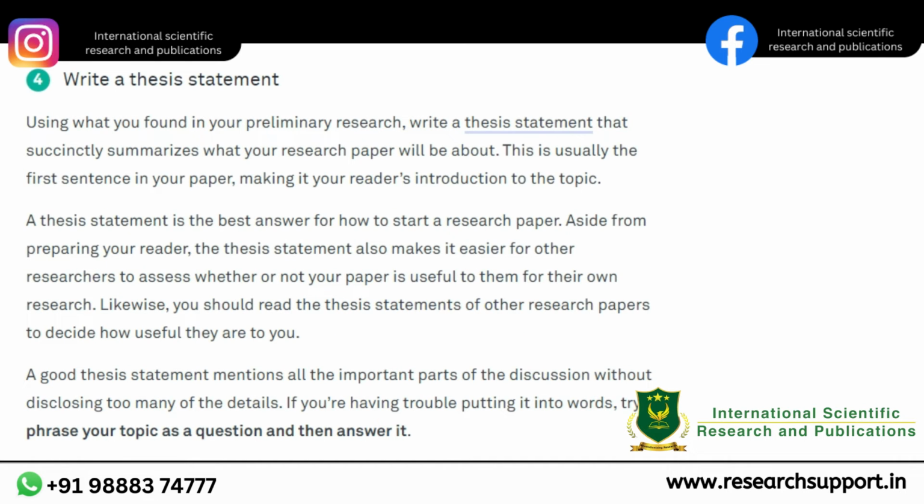And the fourth thing is you have to write a thesis statement. A thesis statement is the best answer for how to start a research paper. Aside from preparing your reader, the thesis statement also makes it easier for other researchers to assess whether or not your research paper is useful for their own research. So, what is the use of writing a thesis statement? It will help other researchers to assess your paper and understand whether it will be useful or understandable for their own research or not.